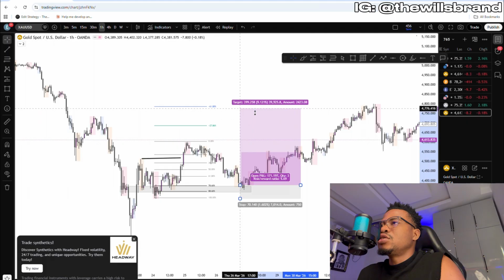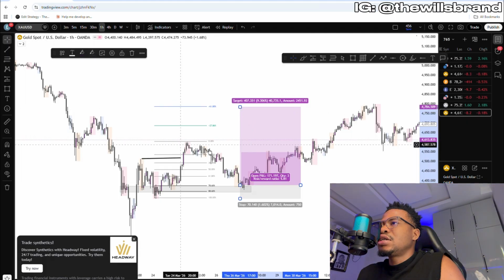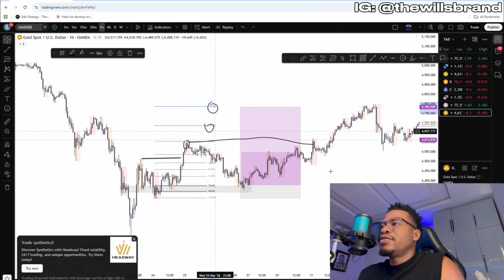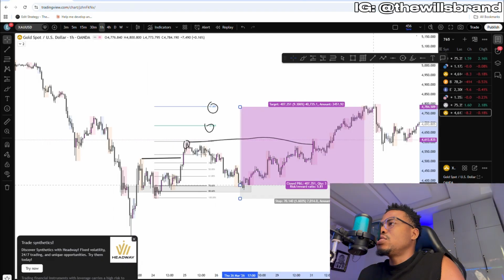If I want to target 1:5, I would have gotten it. This is my first target, this is my second target. This first target is based off of structure, right? The second target is a fib target. This is also a fib target. If I had targeted the last fib level, this price would have taken off.